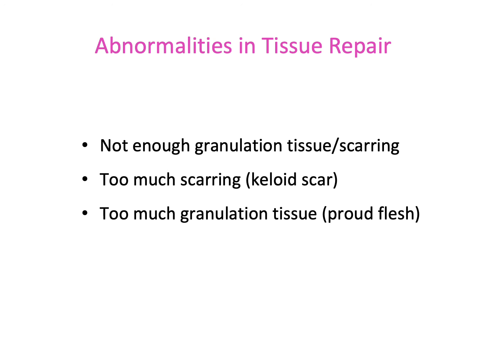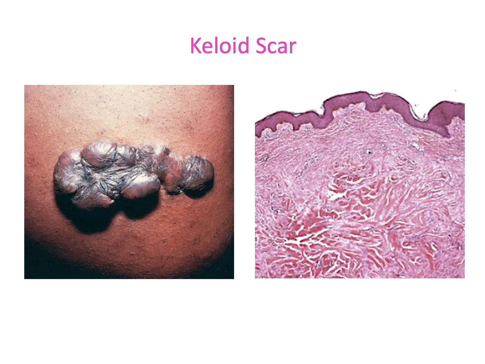But there's a couple other things that I want to talk about where you have too much of one of the two processes, or too much of something going on. So too much scar tissue, that's called a keloid scar. If you have too much granulation tissue, that's something that's called proud flesh. So here's a keloid scar.